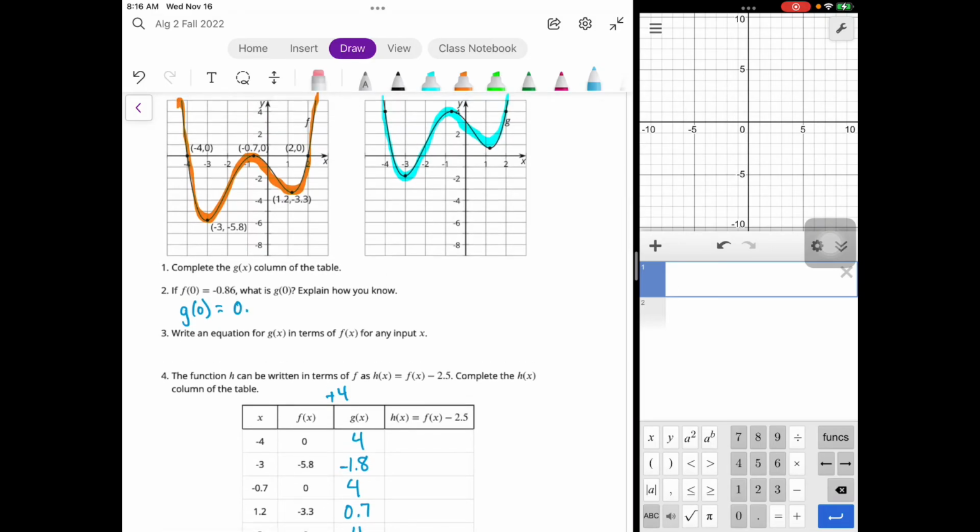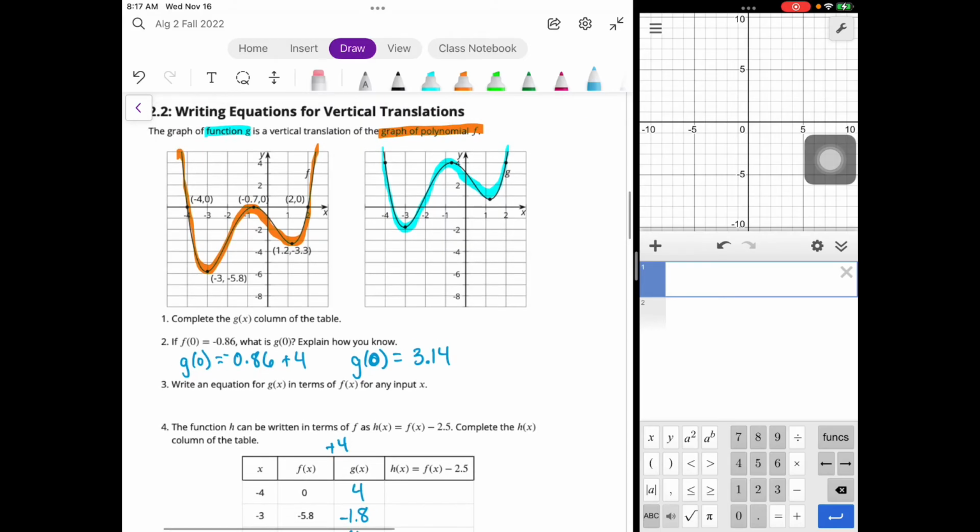So it's going to be -0.86 plus 4. So G of 0, that's a 0, not an O, is going to be, what would that be? 3.14 would be our G value. And you can look here, and that is a little bit above 3. So, all right, we're going to write an equation for G of x in terms of f of x for any input. So G of x is equal to, remember we took our f of x value and we added 4. So G of x is just taking our f of x function and adding 4 to it.